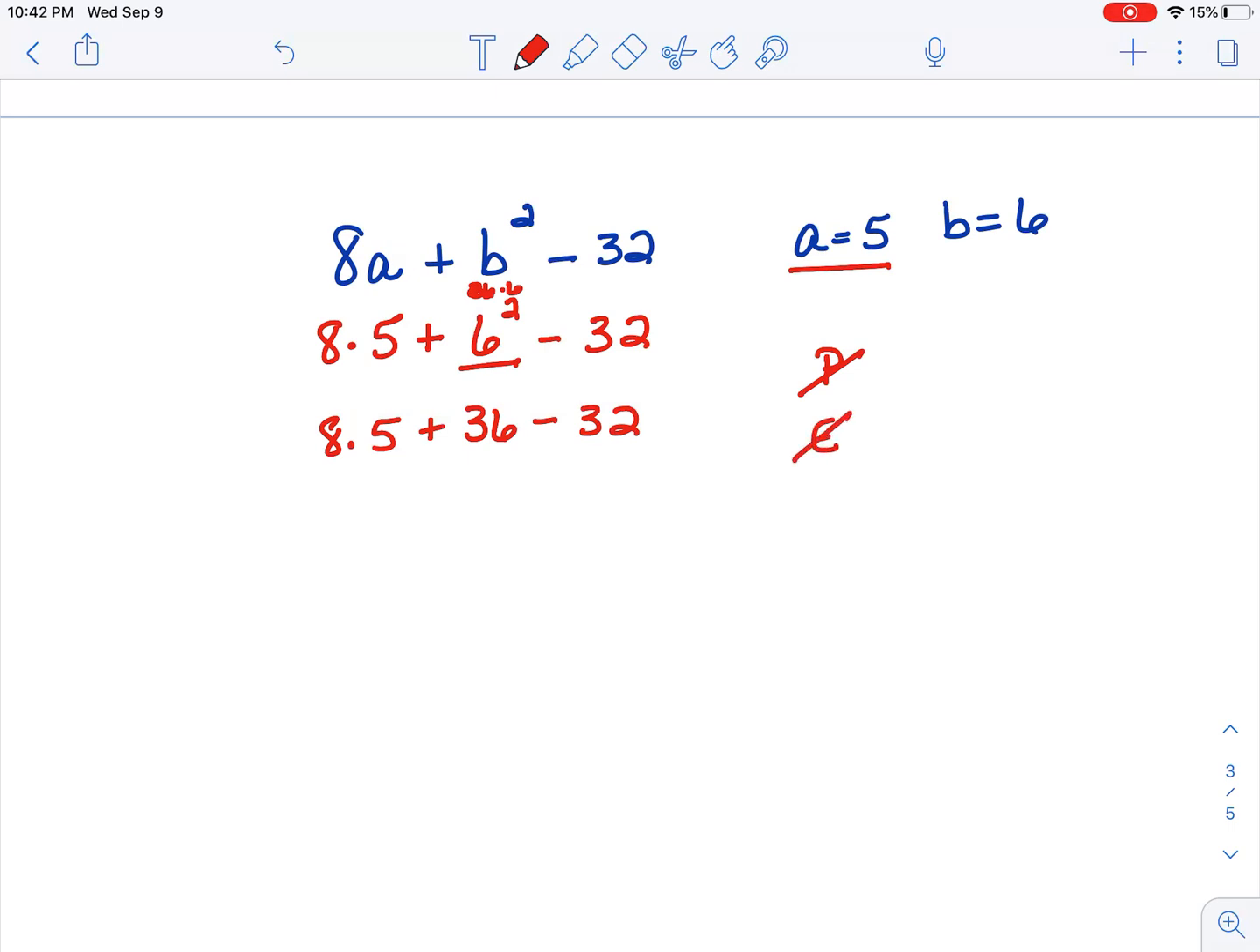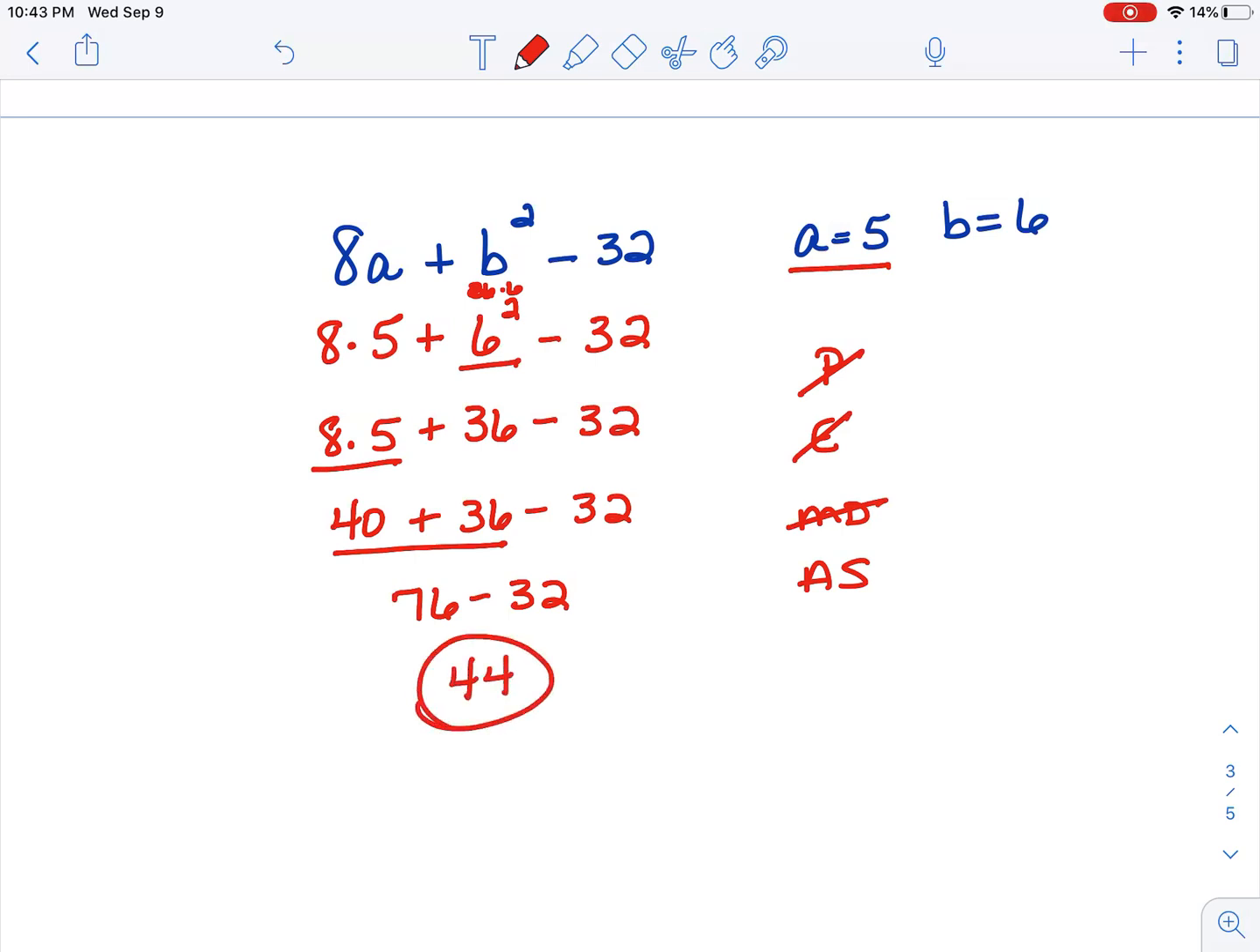So I'm done with exponents. Do I have any multiplication or division? Yes, I've got some multiplication. Done with multiplication and division. Do I have any adding or subtracting? I have both. So I do it from left to right. And all I got left to do is subtract. And my answer is 44.